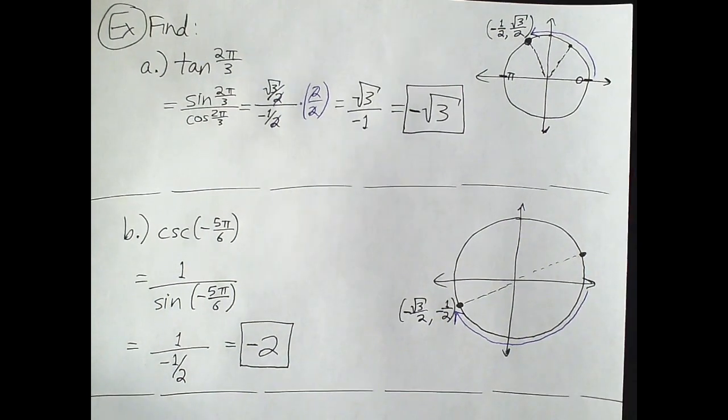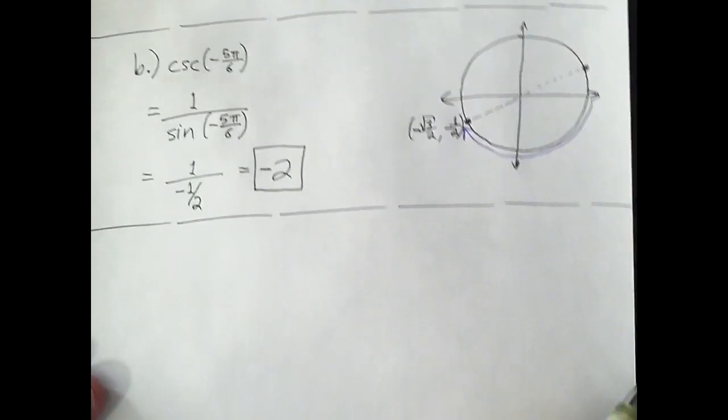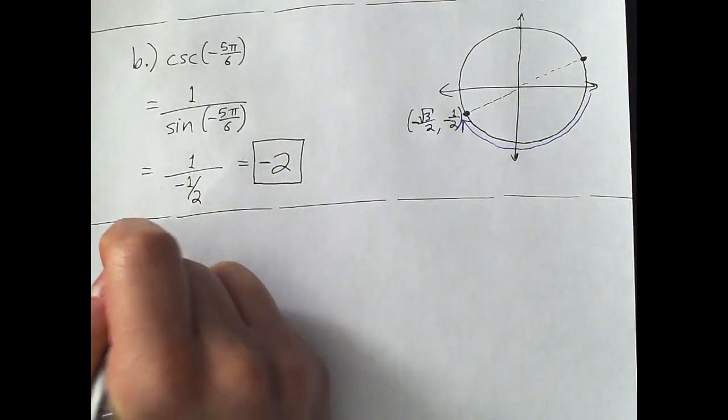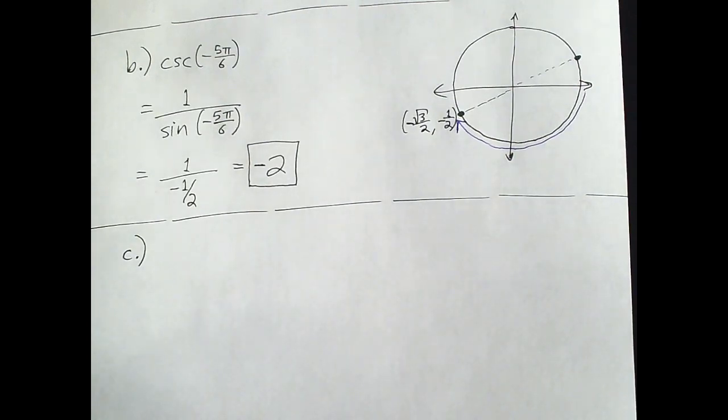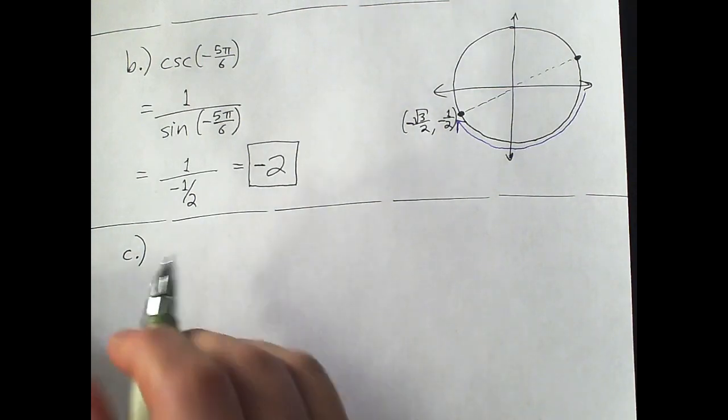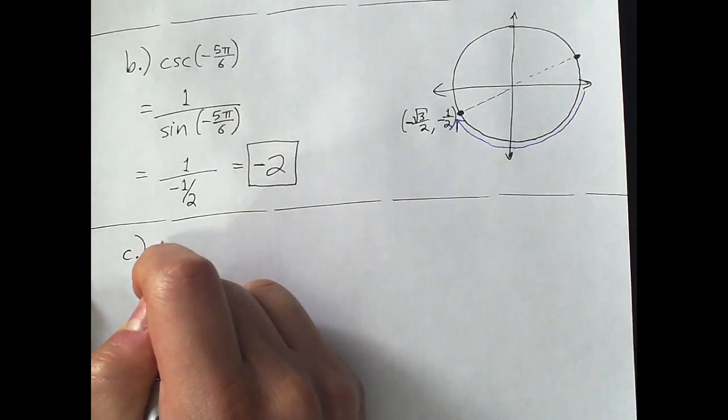Why don't we do one more? I do have one more. I don't think we did this earlier.